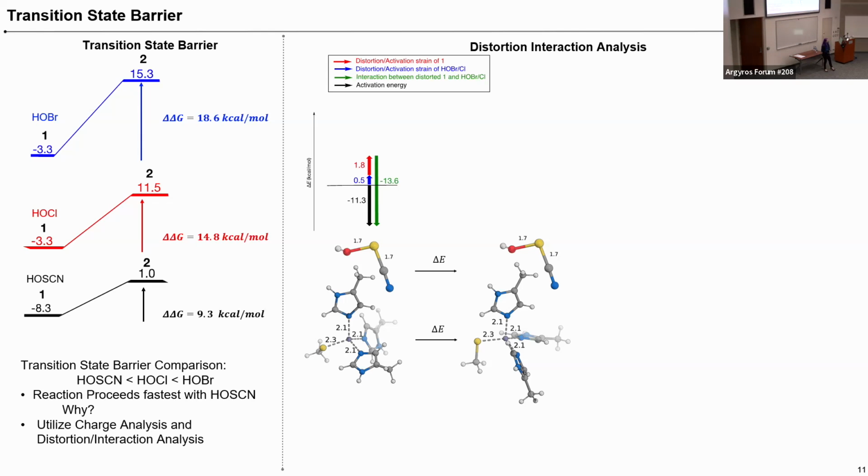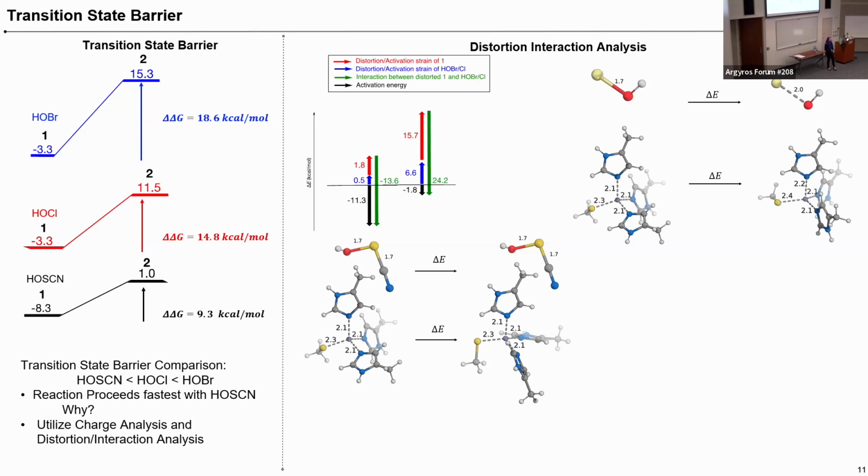For the HOSCN case, we're seeing minimal distortion and a significant amount of interaction between those molecules. And this is reflected in the transition state barrier. So it's the lowest transition state barrier. This is also confirmed geometrically. As you can see, the bonds are not changing from complex 1 to complex 2. Next, we'll move to the HOCl case. We see significantly more distortion of the molecules, but still we see interaction that's overcoming that distortion.